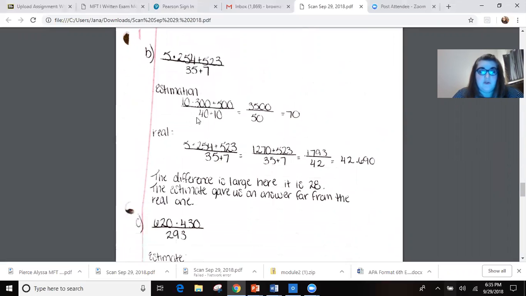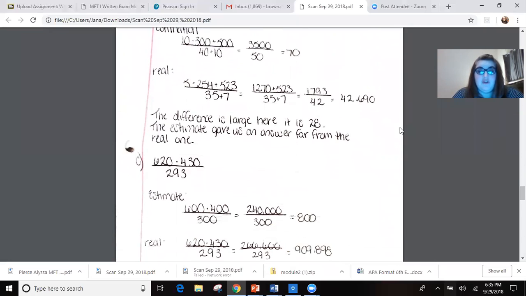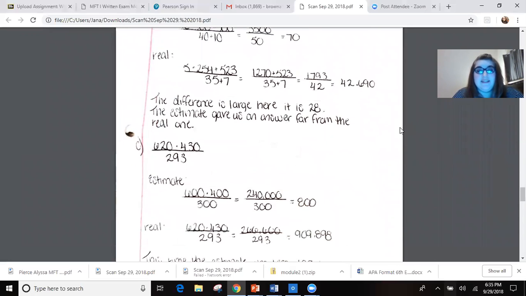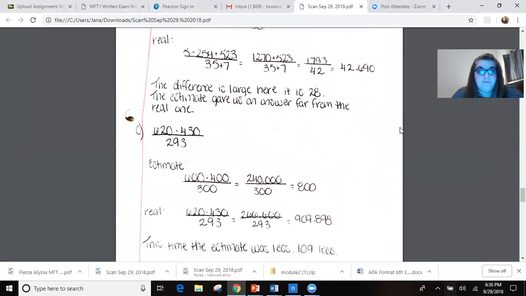That would round to 10 times 300 plus 500 over 40 plus 10. So then you're going to do your multiplication first, which would be 3,000, then plus 500, 3,500. 40 plus 10 is 50, and that gives you 70. Now, when you do the real-world computation, you're going to come out with 42.69. So there's about a difference of 28. So the estimation kind of gave you a larger answer right there.